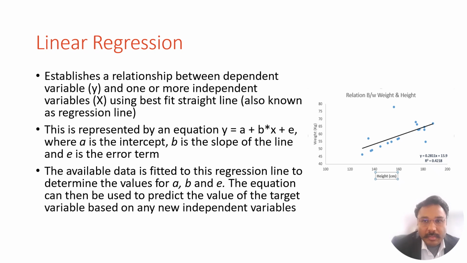In regression, we are going to see two types: one is linear and the other is multiple regression. Linear regression is the simplest form of regression. It establishes a relationship between variables using a straight line, often called the line of best fit, as you see in your diagram. The equation includes an intercept, a slope, and an error. By fitting data to this line, we predict future values, for example, predicting sales based on advertisement spend.